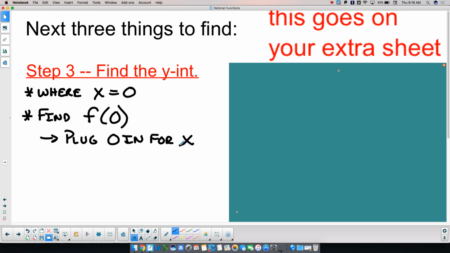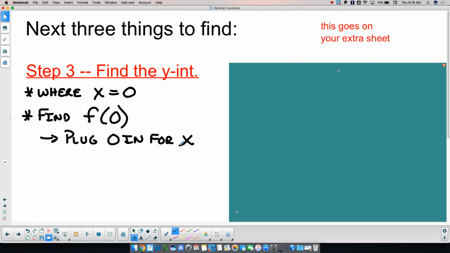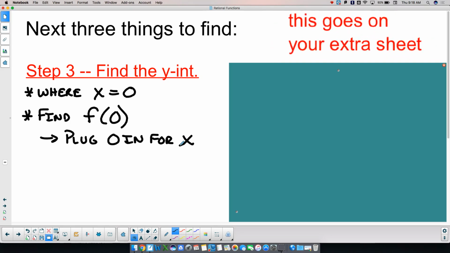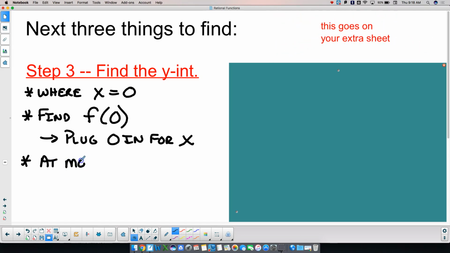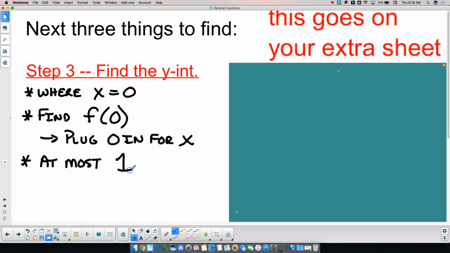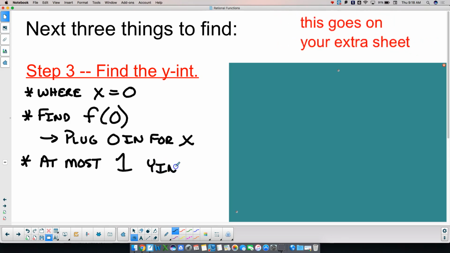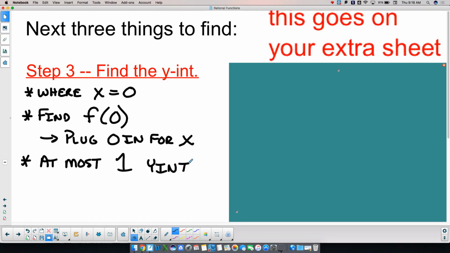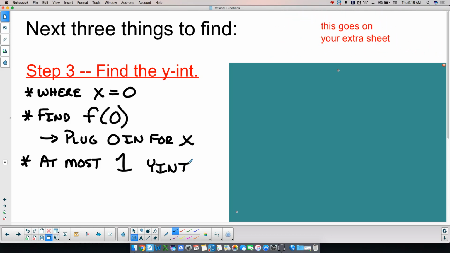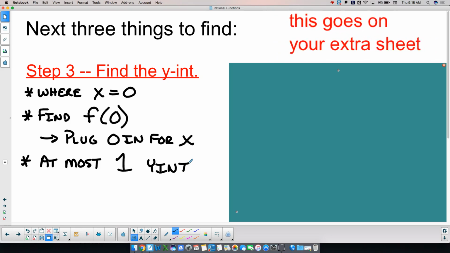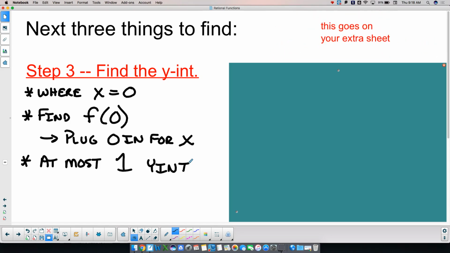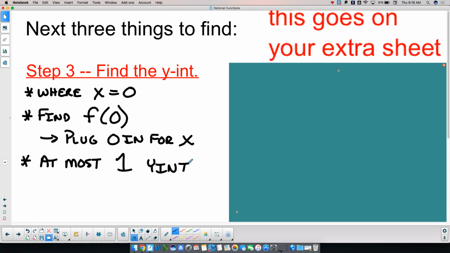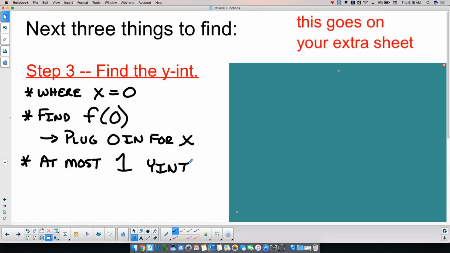You're going to plug 0 in for x. At most, you can have 1 y-intercept. That's it. You can only have 1, because we're talking functions here. If we have 2 y-intercepts, we don't have a function, because it fails the vertical line test. So at most we can have 1 y-intercept.